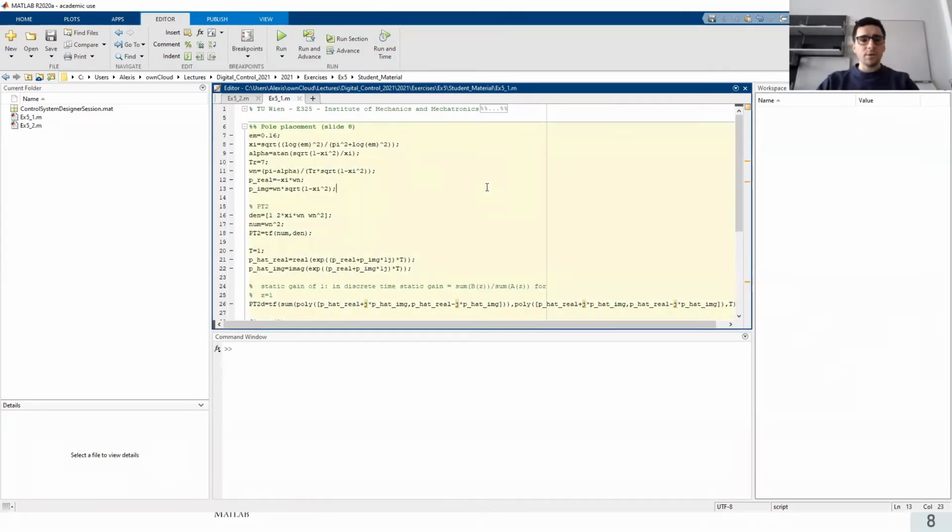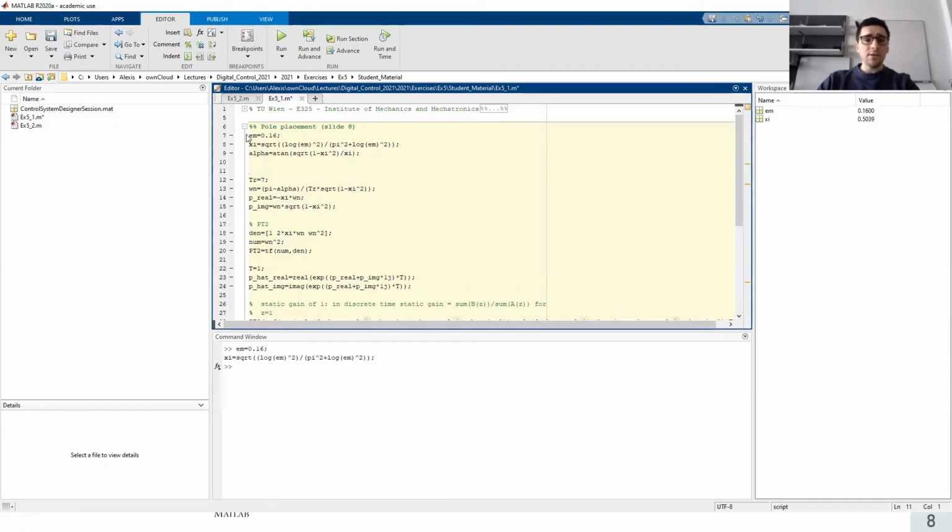Yes, okay, perfect. So here I just defined the specification on the overshoot, a maximum overshoot of 16%. And this xi, where is it? Okay, so directly from only the maximum overshoot, I can compute this. I call it xi here, but it's just zeta. So it's the damping ratio.